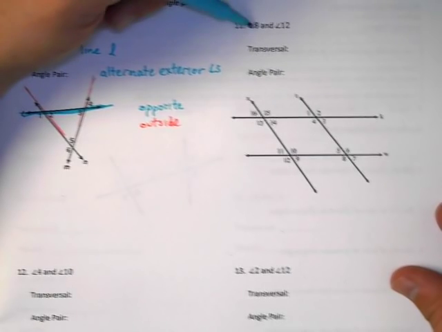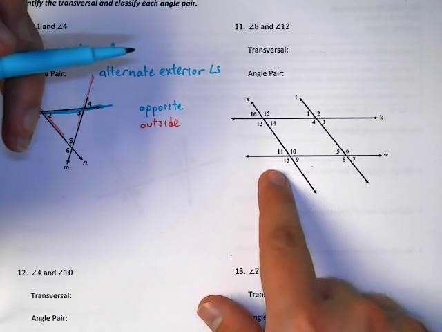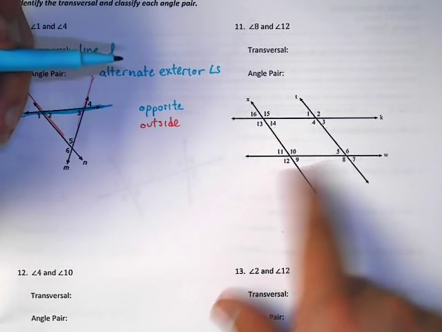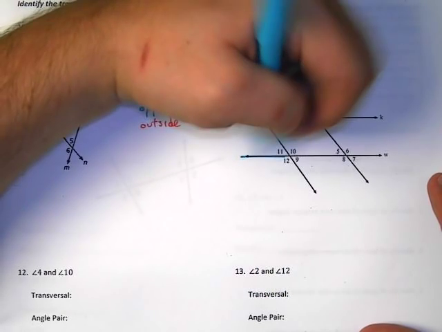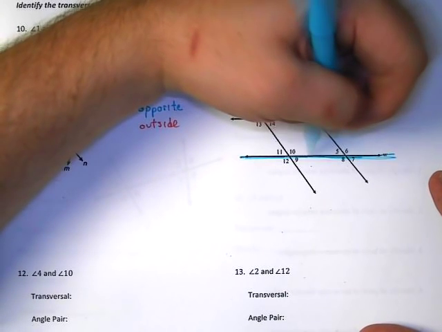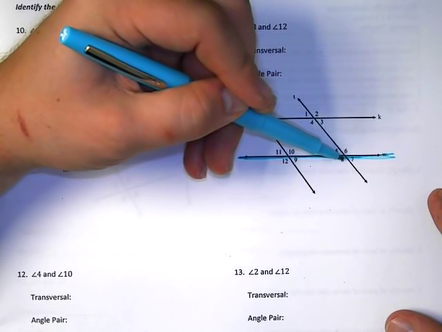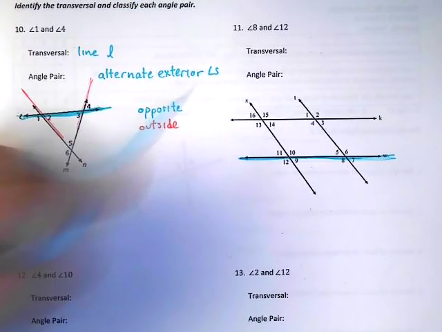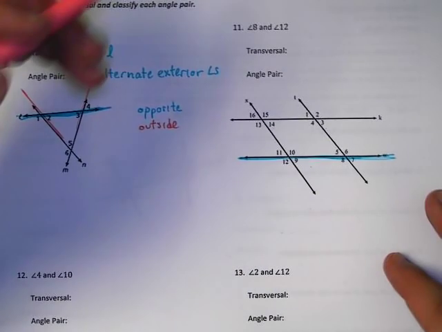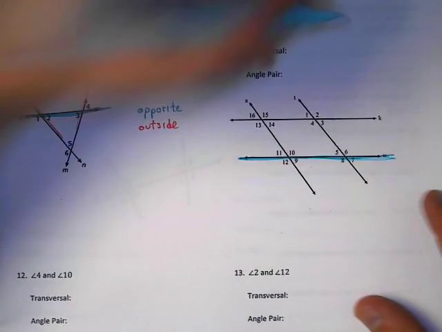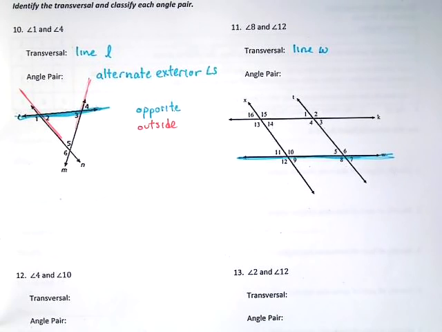Okay, 8 and 12. So I found 8, I found 12. What line touches both of these angles? Oh, it's this one. That's the only line in this picture that is touching both angle 8 and 12. If that is my transversal, oh, and I should write that, my bad. That was a W. So line W.